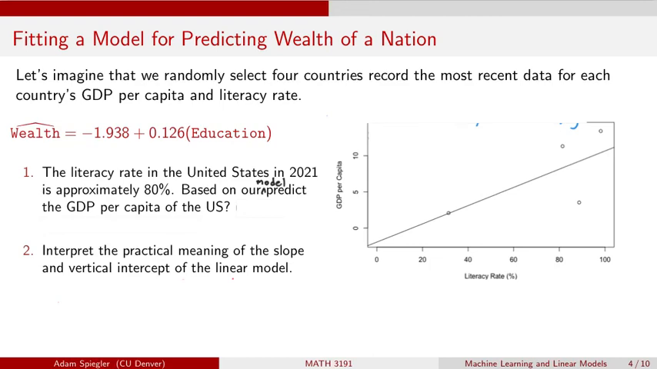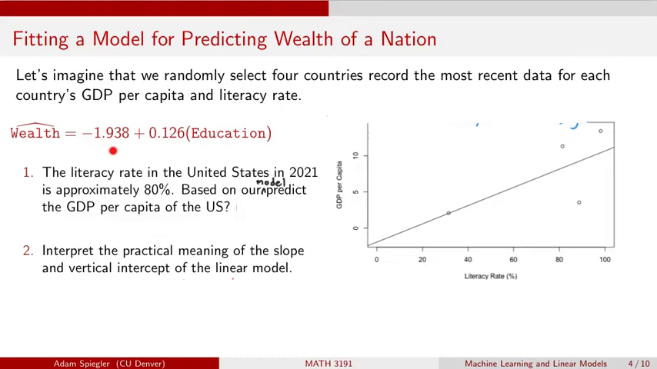All right, welcome everybody. So in this video, we are going to continue working with a model that we've constructed that uses data that we've observed about the literacy rate and GDP per capita from a small subset of countries to construct a linear model that's going to predict the GDP per capita of a country based on the observed literacy rate. And we set up a linear model of the form y is equal to beta 0 plus beta 1 times x1, which in this case is the literacy rate.